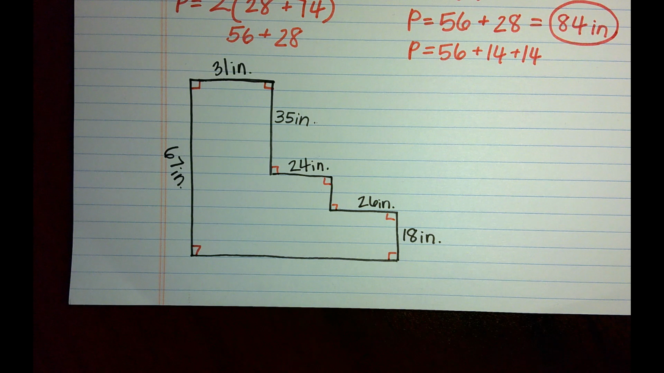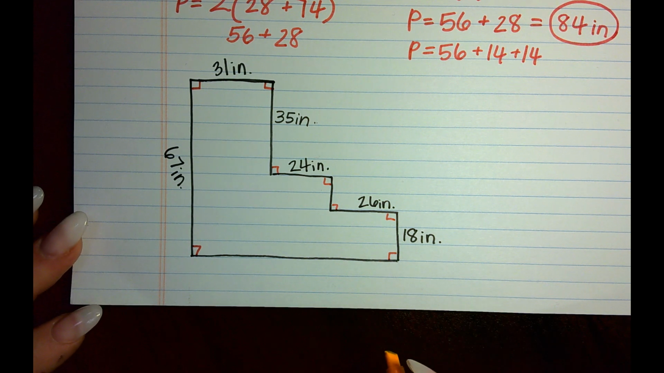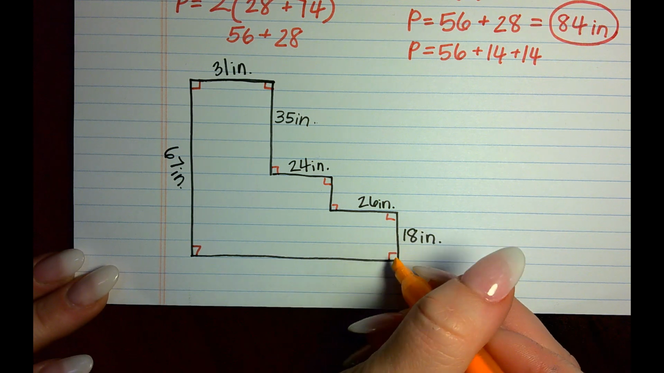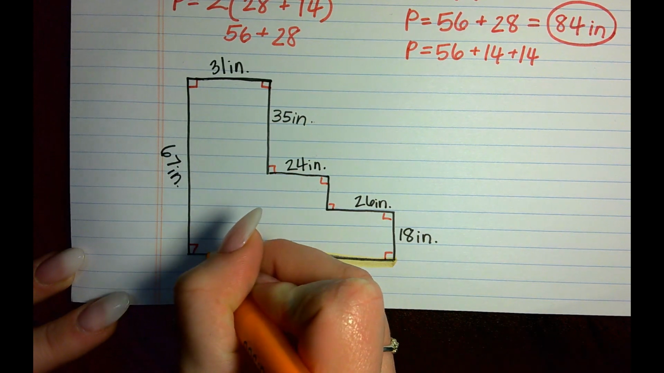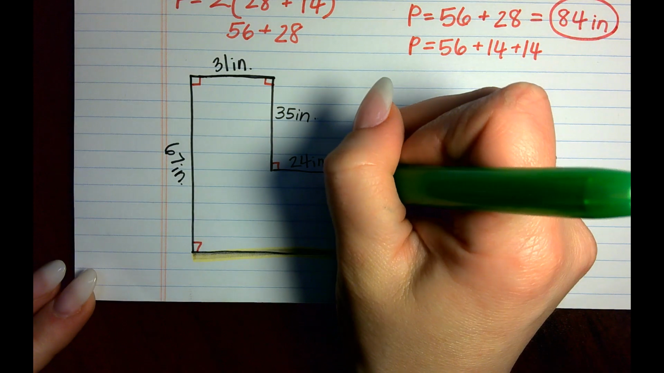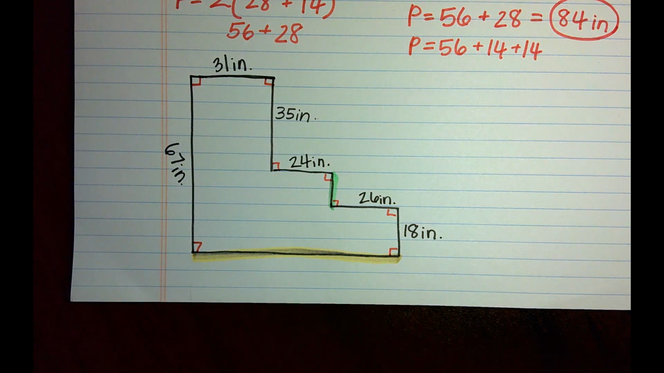So I am going to highlight my sides that are missing that I need to find the lengths of. I need to find that side length. And I need to find this side length.